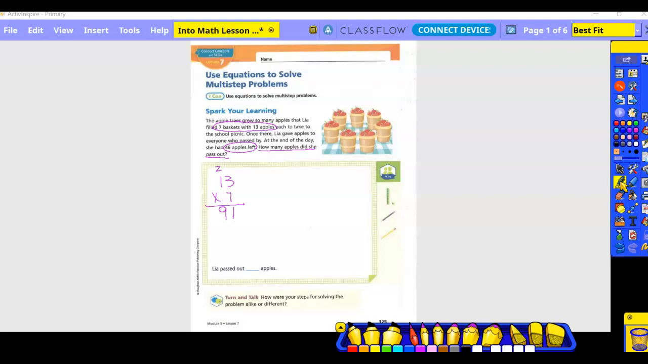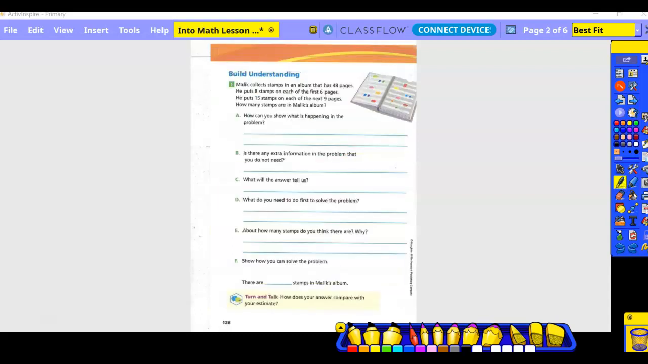Then we need to figure out how many she passed out. So we're going to take 91 minus 46. 1 becomes an 11. The 9 becomes an 8. So 11 minus 6 is 5. 8 minus 4 is 4. So Leah passed out 45 apples.